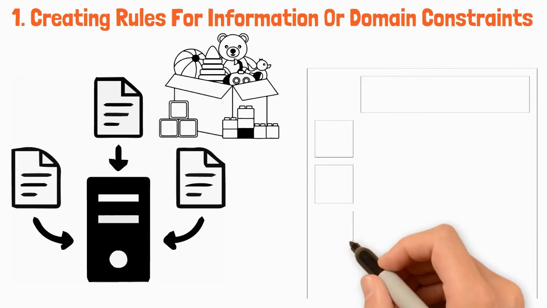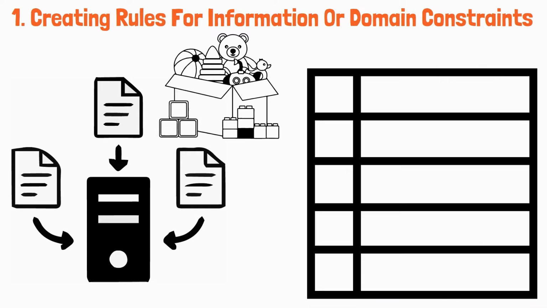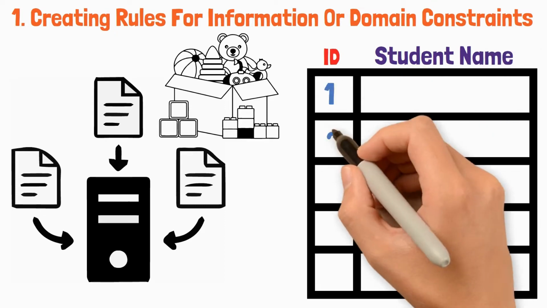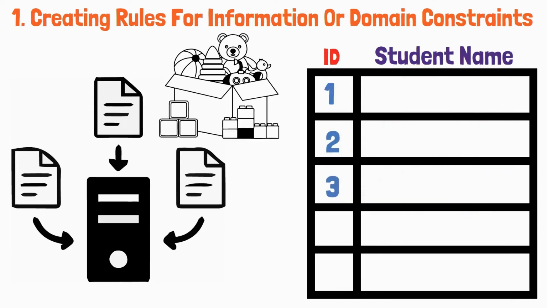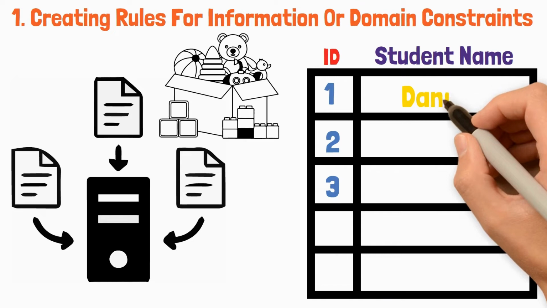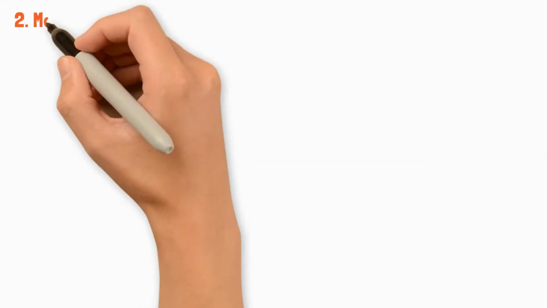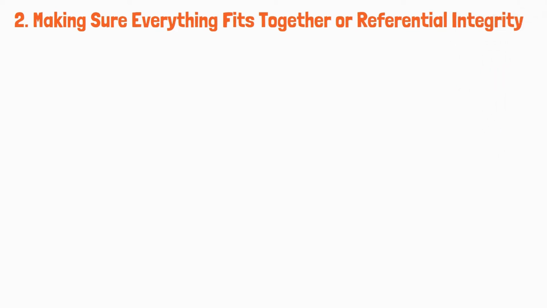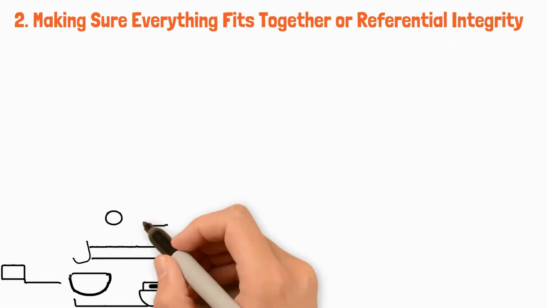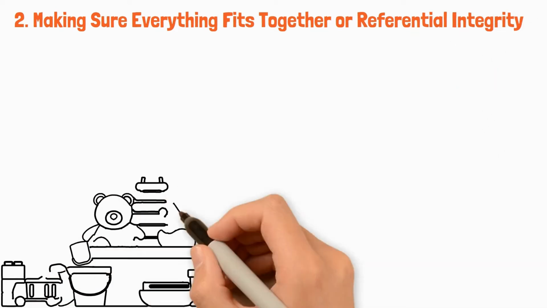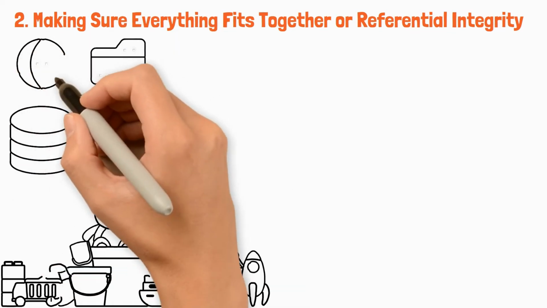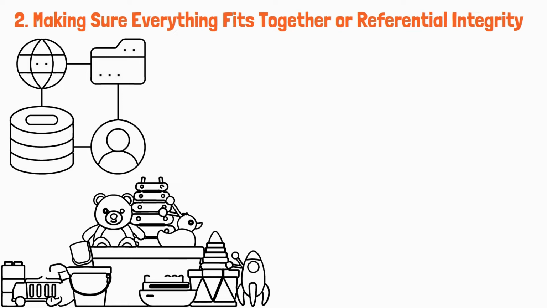For instance, when we create a table for students in the database, we use DDL to specify that the student ID should always be a number, an integer, and the student name should be text, characters. 2. Referential integrity, making sure everything fits together. Just like ensuring all parts of a toy set fit together, DDL makes sure information in one part of the database correctly relates to information in another part.